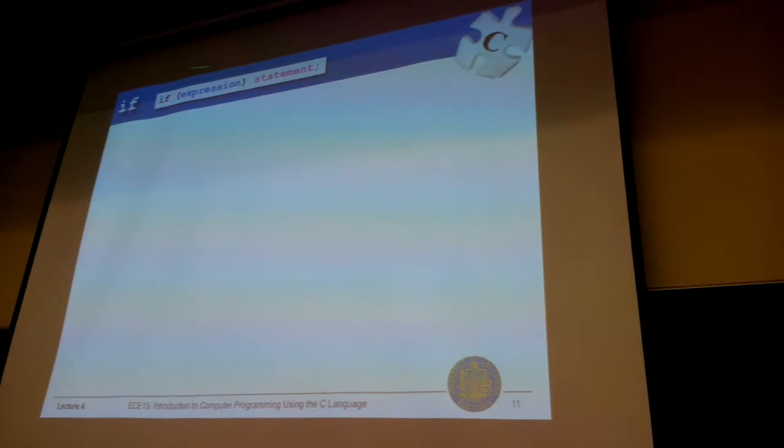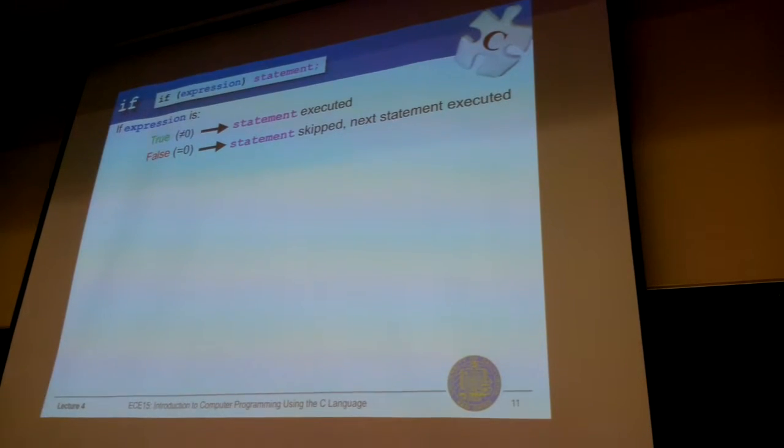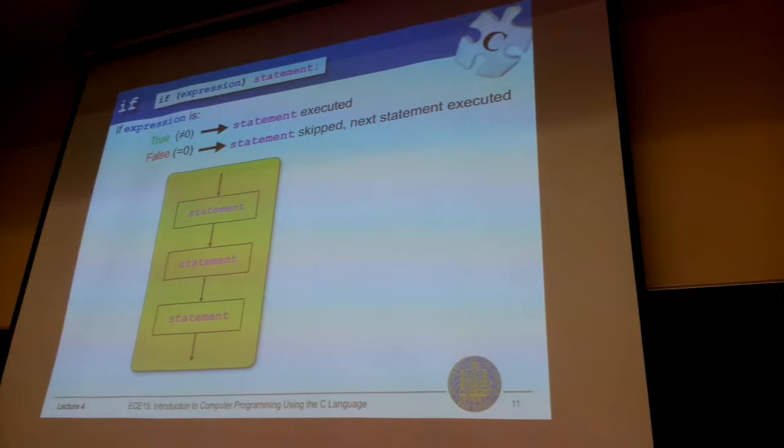And then parentheses around an expression, and then a statement. So if the expression evaluates to true, then the statement is executed. If the expression evaluates to false, then the statement is actually skipped, and the next statement will be executed. So far when you've been programming, right, everything you've been doing is very linear. It's just a set of statements, and your program will always run in order.